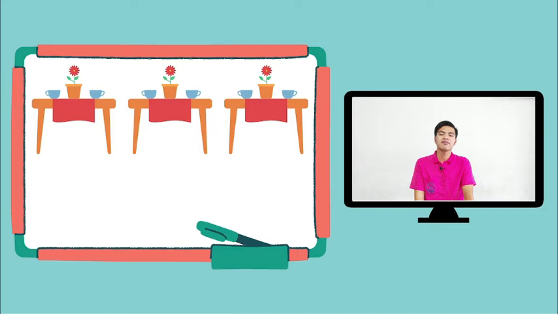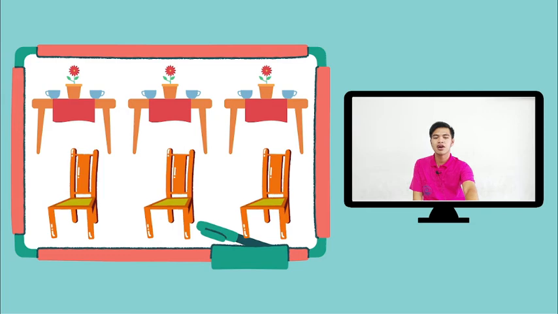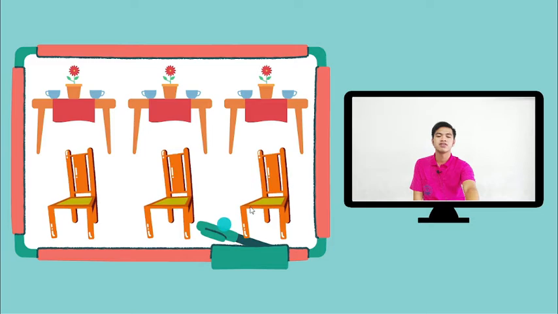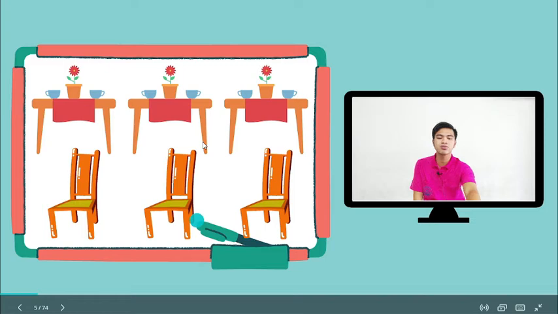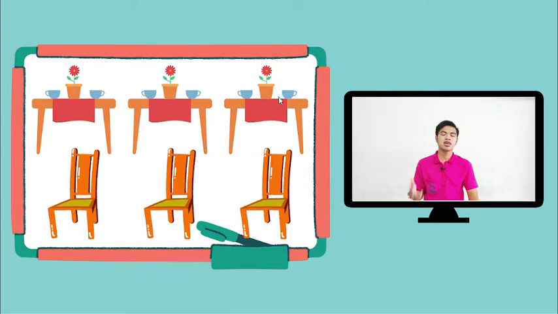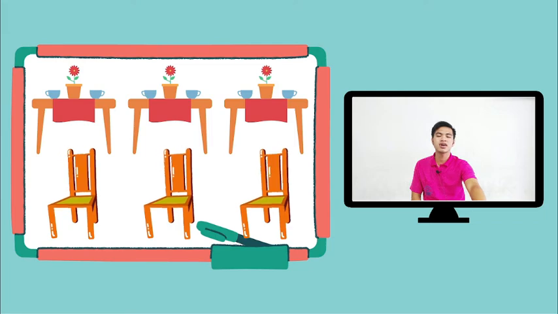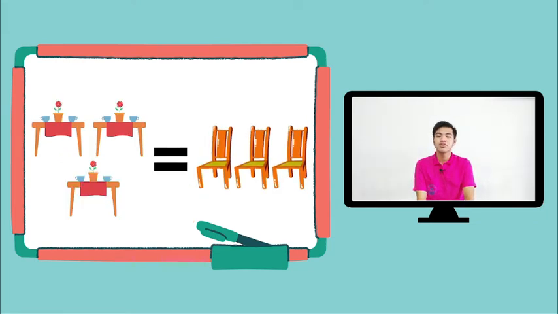As we can see here, we have 3 tables. Okay, there is 1, 2, and 3. There are 3 tables. And also, we have 3 chairs. 1, 2, 3. So if we are going to match all of them and pair them, we have one table is to one chair, one table is to one chair, and one table is to one chair, which makes 3 tables is to 3 chairs. So therefore, 3 tables is equal to 3 chairs.